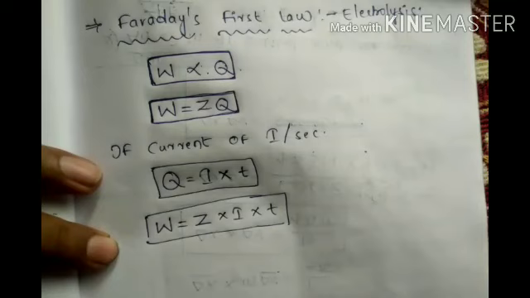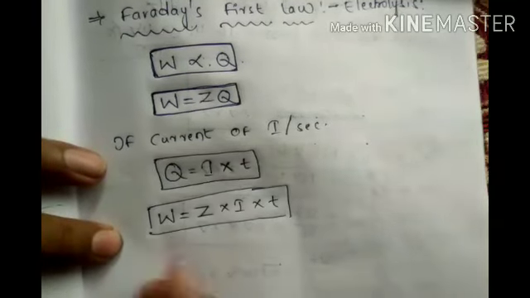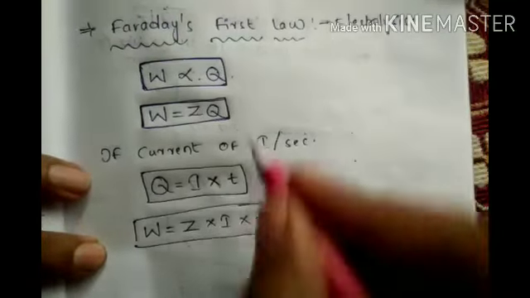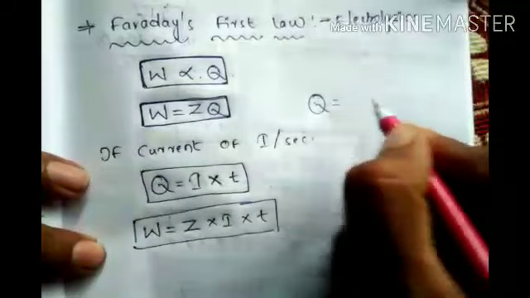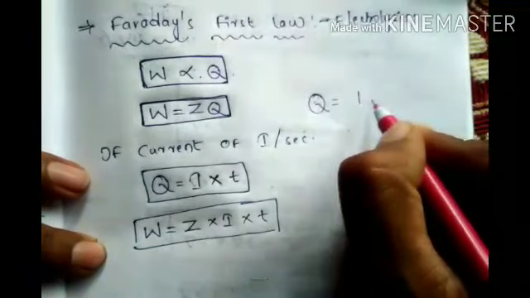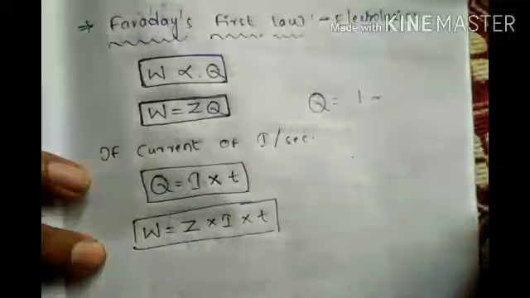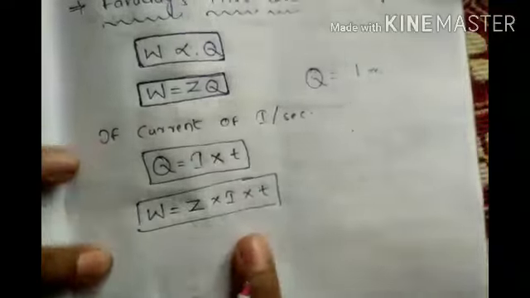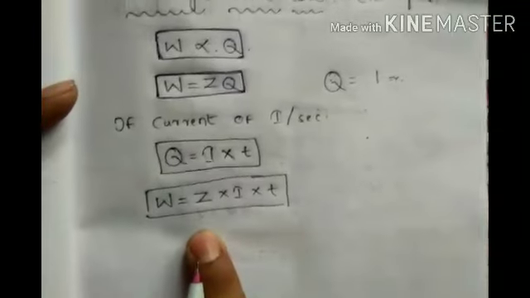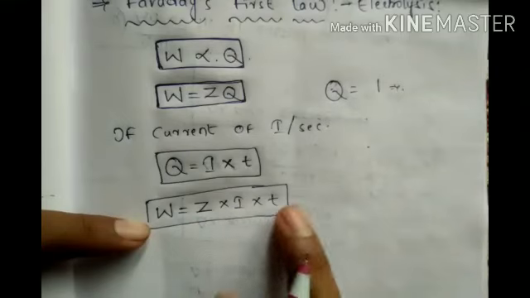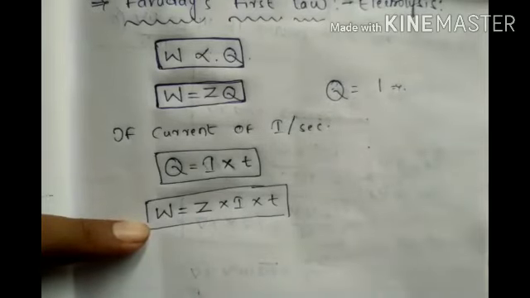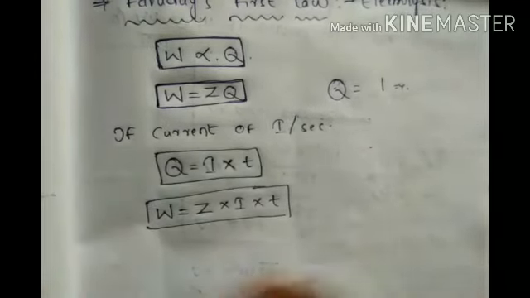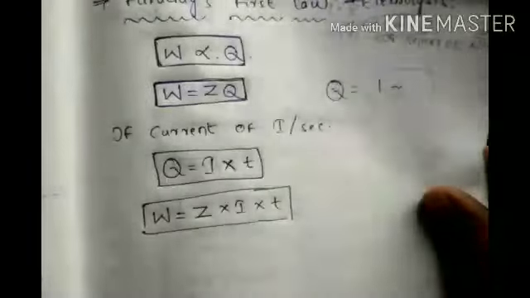Now here we will take values. Actually, the Q value, how much amount are we taking? One coulomb. Now this is the formula of Faraday's first law: W equals Z I t. This is the quantity of electricity, one coulomb we are taking. One coulomb equals one ampere for one second.